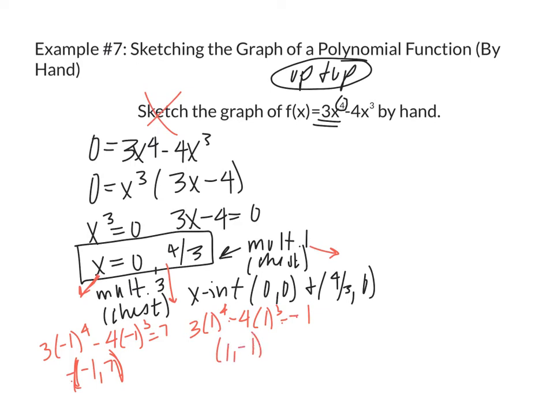And then the last one, a number that's greater than 4/3 could be like 2. So that'd be 3 times 2 to the 4th minus 4 times 2 cubed. And that gives you 16. So that point would be (2, 16) if I plot it. All right, so for us to sketch, and again, this isn't really a sketch, it's just a fairly good graph.